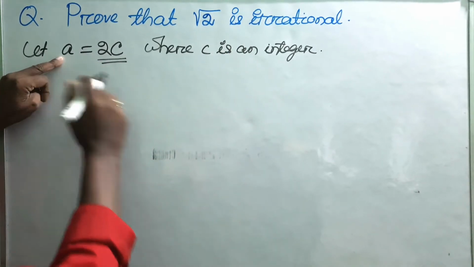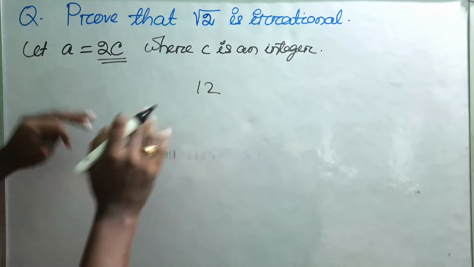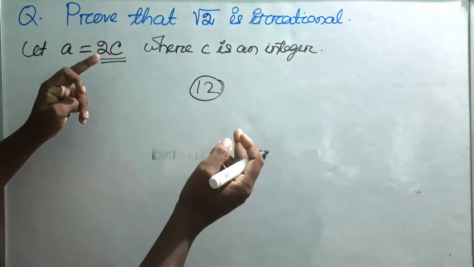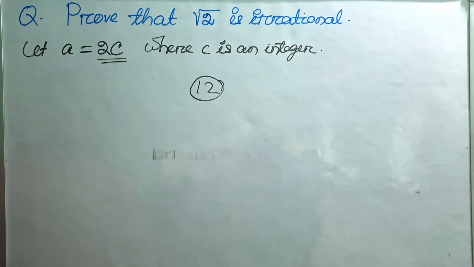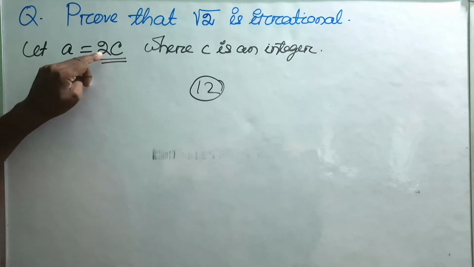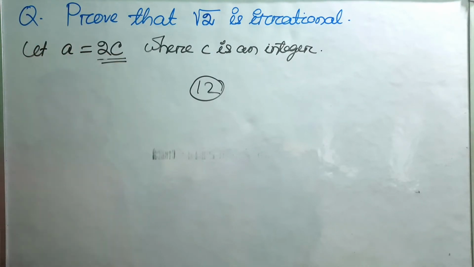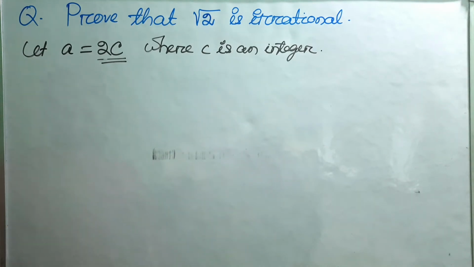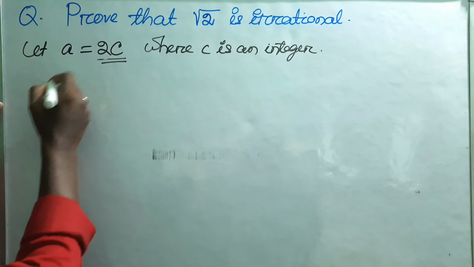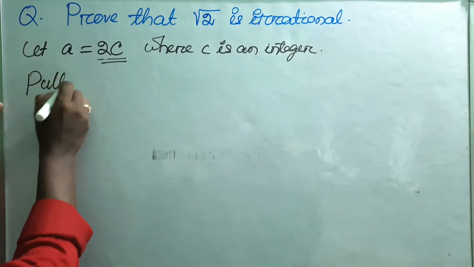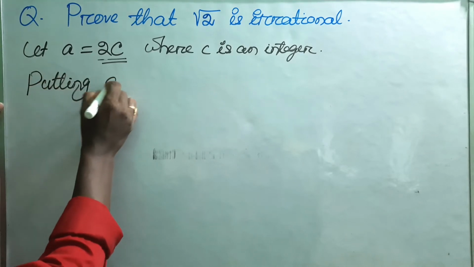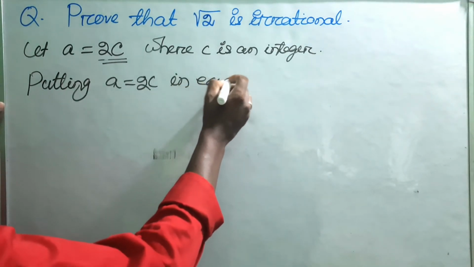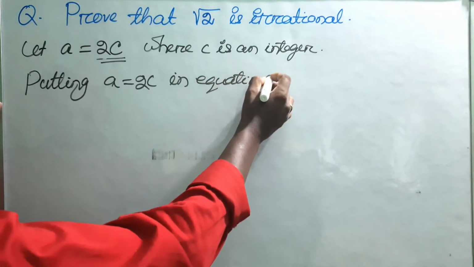Suppose we don't know what a is, suppose a is 12, then what should be the value of c? It is 6. So that is why, since a is a multiple of 2, we have taken a is equal to 2c. That means a is a multiple of 2. Now put this value in equation 1. So write down, putting a is equal to 2c in equation 1.